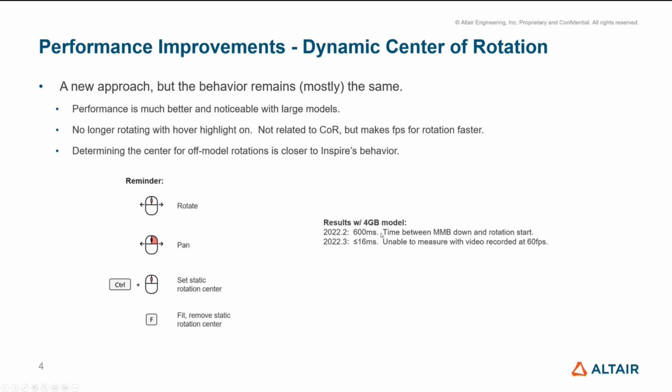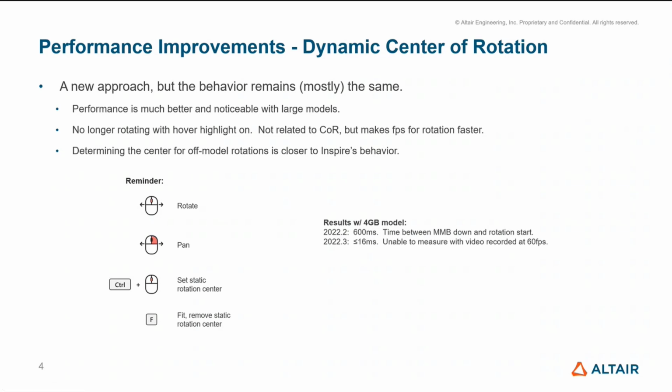So for large models, the time between the event middle mouse down and the rotation start was noticeable. For a very large model, 4 gigs, I was finding around 600 milliseconds on my machine. Versus the new approach, which is graphics based. I was trying to use video to measure it, and even at 60 frames per second, I couldn't get more than 1 frame between my middle mouse down and rotation start. So it's very, very fast.